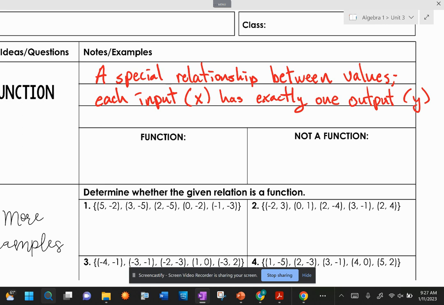So what this really means is when you have a function, every single X has a specific Y. On the flip side of that, you can't ever have two of the same X and them each have different Y values. And that'll make more sense as we move forward.